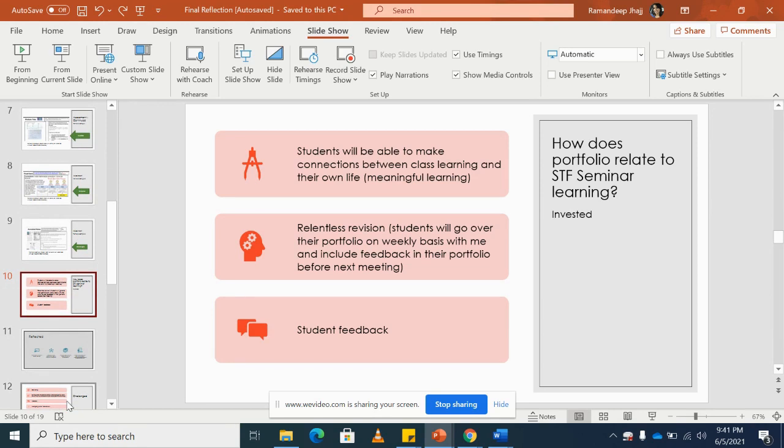How does the portfolio relate to STF seminar learning? Students are invested because they will be able to make connections between classroom learning and their own life. So their learning will be meaningful learning. There will be relentless revision. Students will go over their portfolio on a weekly basis with me and include feedback in their portfolio before the next meeting. And students have an opportunity to provide feedback on their learning as well.